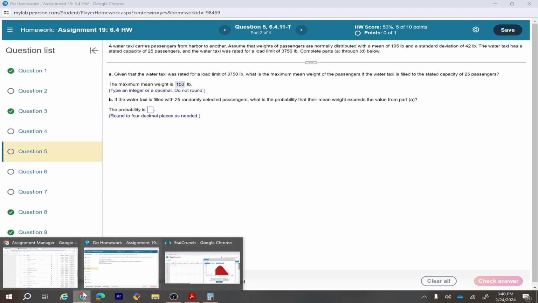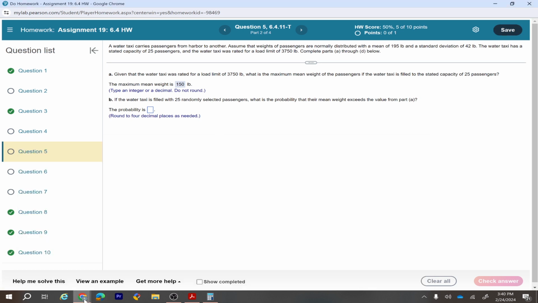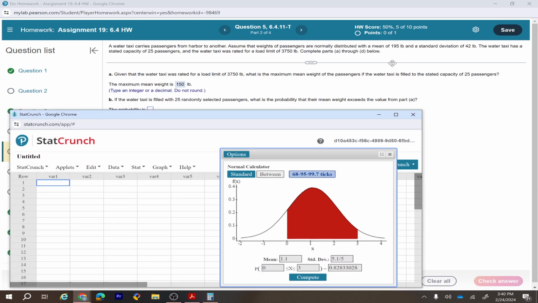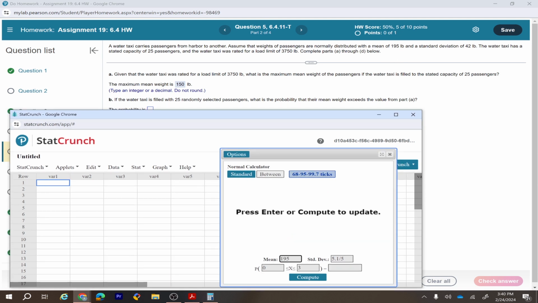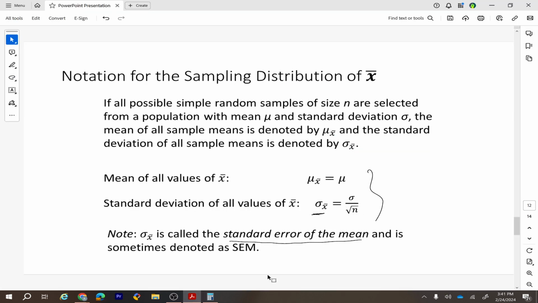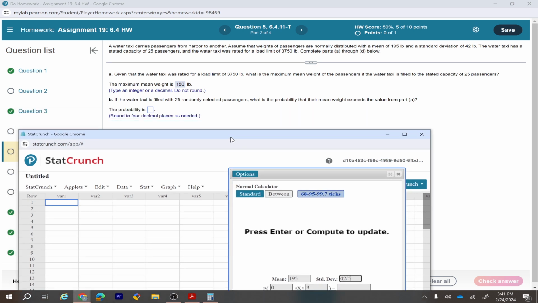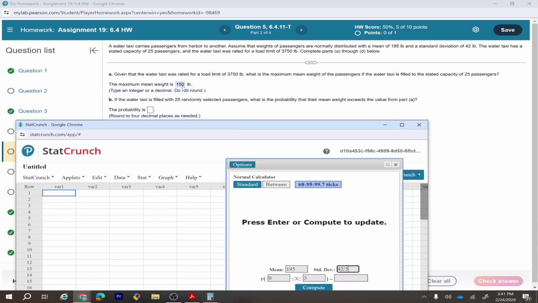So we want to find out using this normal calculator, because the original population is normal. The mean is given in this problem, 195 pounds, and the standard deviation is 42. Now we would like to find out if the water taxi is filled with 25. This is a sample related problem. Whenever that happens, the standard deviation has to be divided by the square root of 25, which is 5. In this case, n is 25. We are using this formula. So that would be 42 divided by 5. And we want to find out the probability that their mean weight exceeds the value from A. So that is 150.